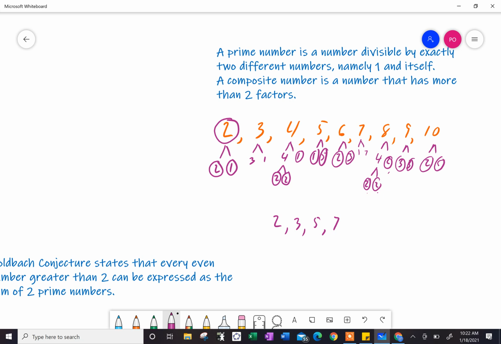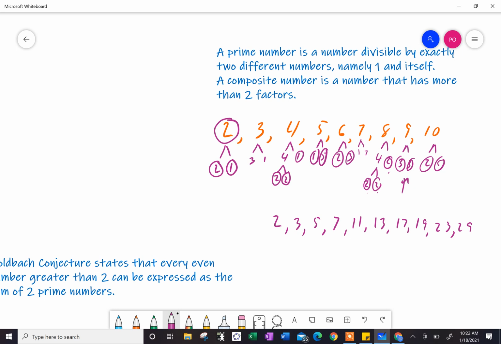Now, a lot of people will say, oh, look, it should be 2, 3, 5, 7, 9. But no, once again, 9 is not prime, all right? 9 is composite because it has the factors of 3. The other thing you might notice, as you go on, 11 is prime, 13 is prime, 17 is prime, 19 is prime, 23 is prime, 29 is prime, etc., etc.